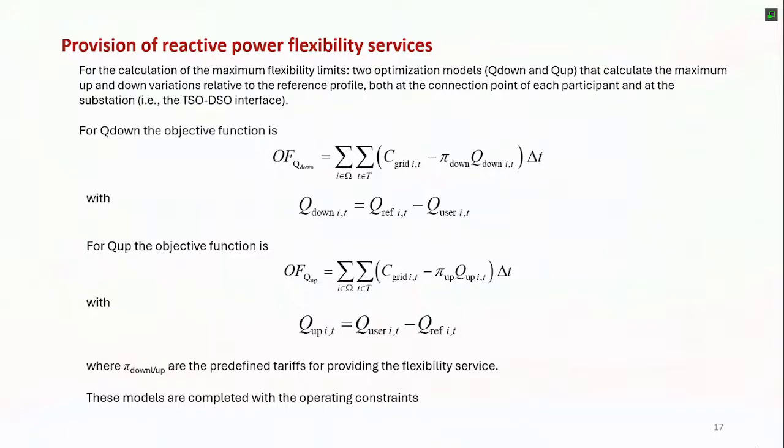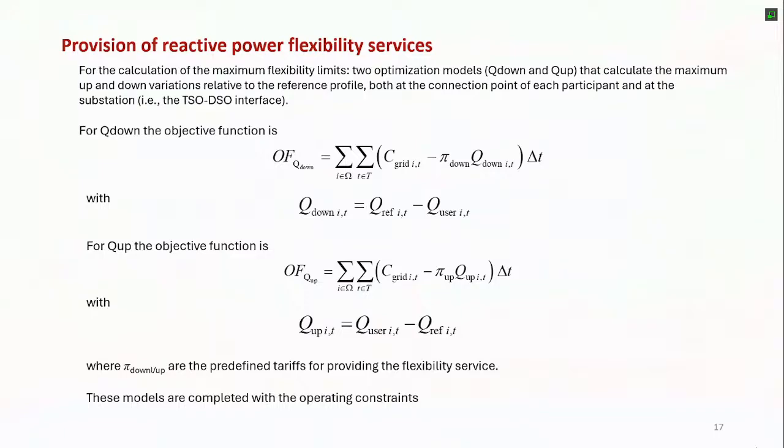We have considered both the flexibility up and down. So for Q down, the user decreases the consumption of reactive power. For Q up, it increases the consumption of reactive power. Obviously, the distribution system operator is much interested in this. The objective function that we have considered is the minimization of the cost of the energy with the resellers, and then minus, so it is a maximization of the revenues for the provision of the reactive power flexibility to the distribution network.